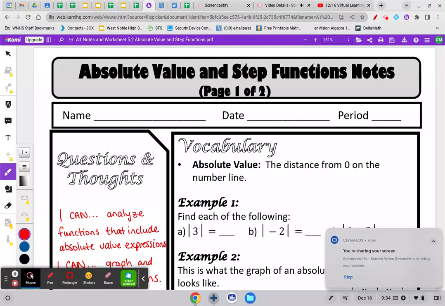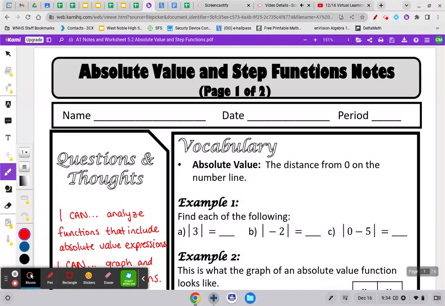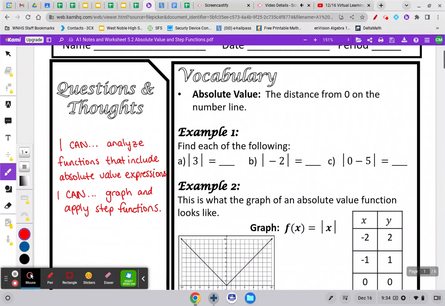Hi guys, so today we are going to be discussing absolute value and step functions. Yesterday we did a very intro to absolute values, just like solving for simple operations. Today we're actually going to make these absolute value functions and step functions and be able to graph them. So down here you can see your learning target. It says I can analyze functions that include absolute value expressions, and I can graph and apply step functions.